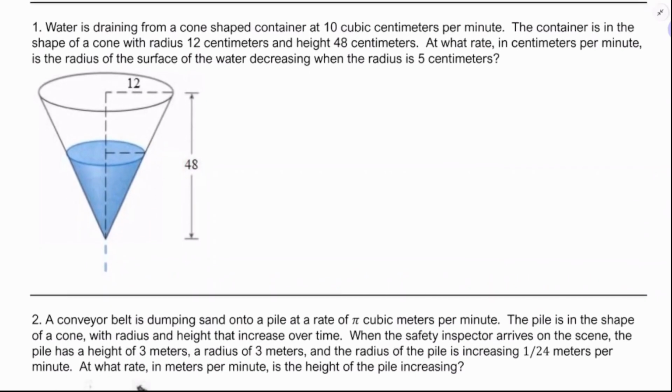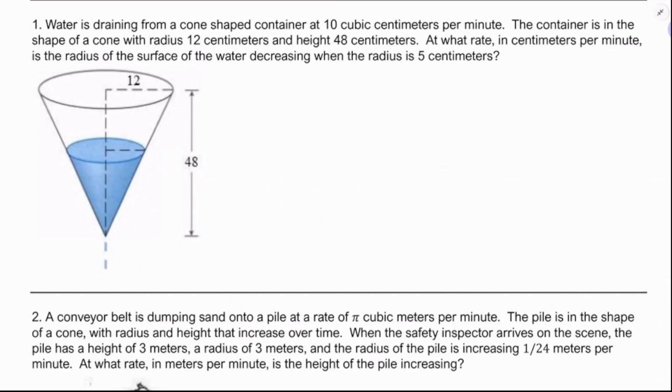Okay, so we've got water draining from a cone. So the cone is the container, and so we're going to need to use that similarity relationship. We can also see that in the diagram. We've got those two similar triangles. The container is in the shape of the cone with radius 12 and height 48. At what rate in centimeters per minute is the radius of the surface of the water decreasing? All right, so I think that's going to be important for us to be like, okay, I'm looking for dr dt.